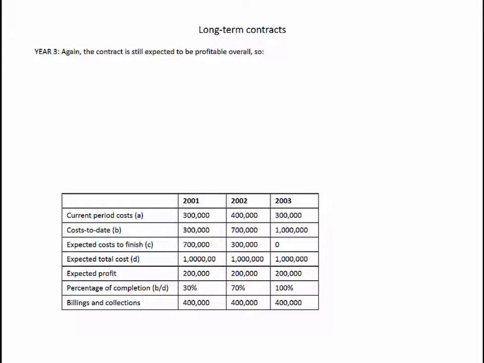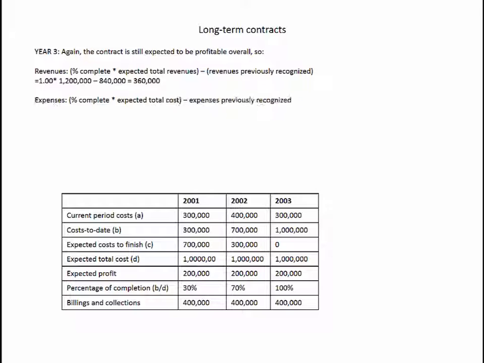Finally, in year 3, and again the contract is still expected to be profitable. For revenues, we're now 100% complete times 1.2 million, and we've previously recognized a total of $840,000 in revenues. 360,000 the first year, 480,000 the second year. So 100% times 1.2 million minus 840,000 equals $360,000 of revenues.